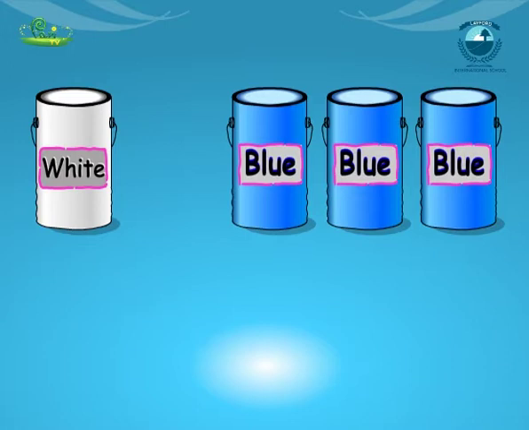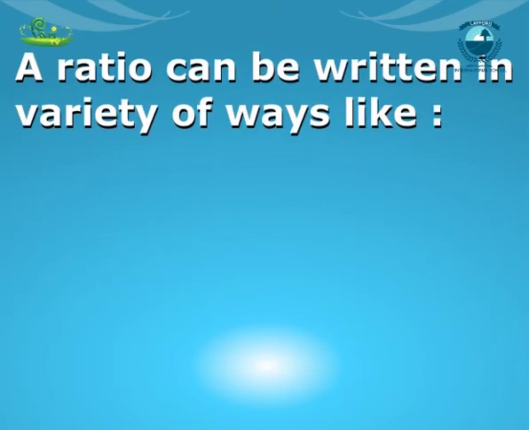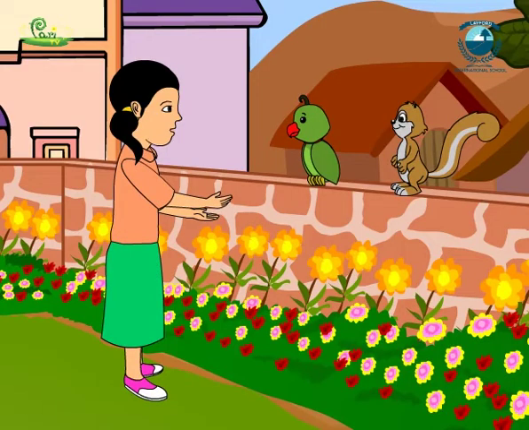Now if the expression had been the ratio of white to blue, then the ratio would have been 1:3. A ratio can be written in a variety of ways, like A:B or A divided by B. Since a ratio can be written as a fraction, we can compare two things through the division method also.